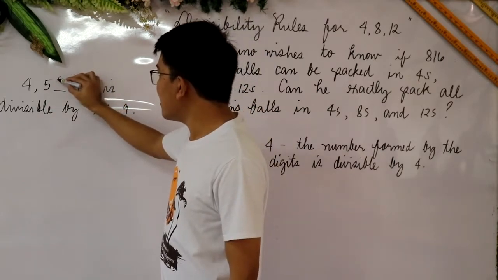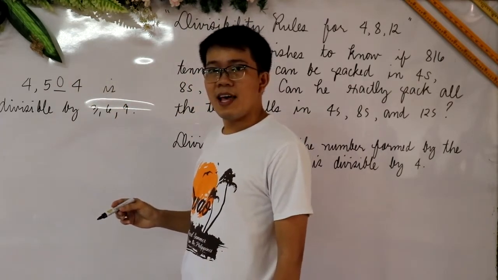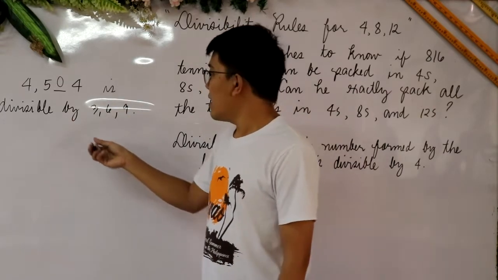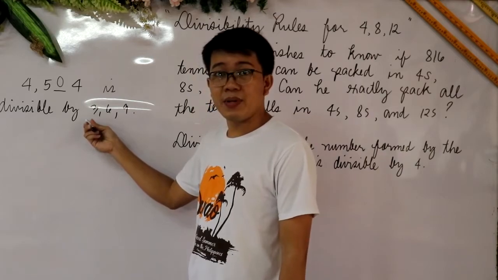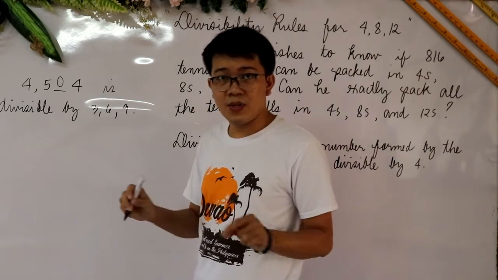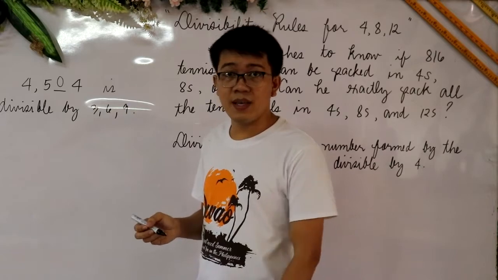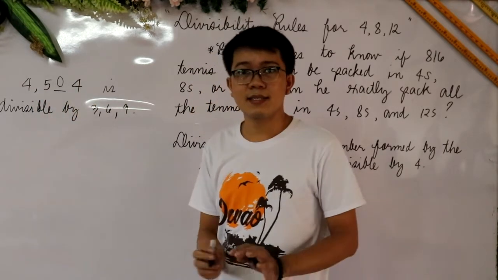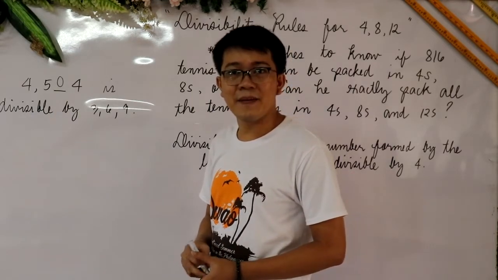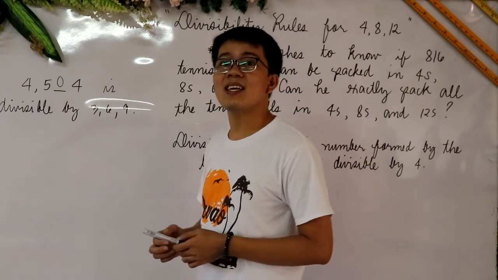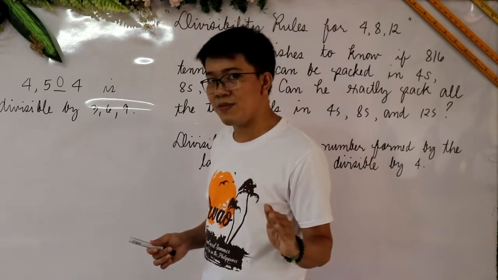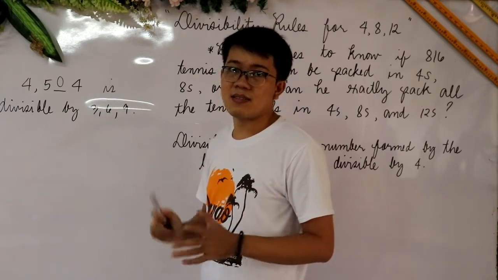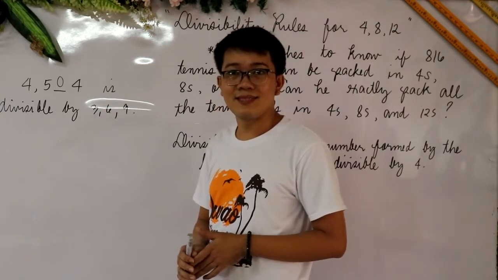If we're going to fill it with 0 and try to check if it's divisible by all of these numbers here, the 3, 6, 9, remember the divisibility rule number 3 says the sum of all the digits should be divisible by 3. Now let's find out the sum. 5 plus 5 plus 0 plus 4 is? What is the sum? You're correct. It's 13. And 13 is not divisible by 3. Neither 6 nor 9. Right?